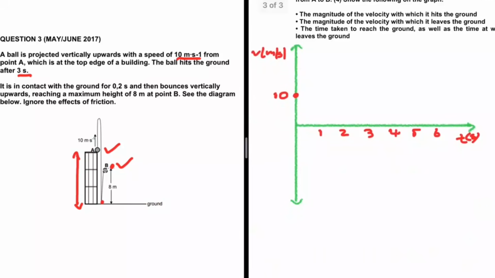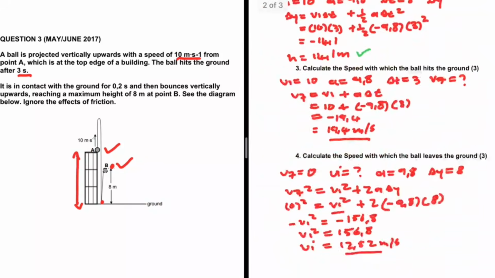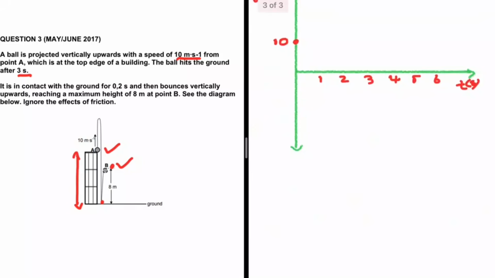Okay, so let's go ahead and have that. As it hits the ground, the velocity is minus 19.4. So if 10 is somewhere here, then minus 19 should be somewhere here, right? So in 3 seconds, this is what we have. Our object is striking the ground. So let me just go ahead and join those 2 dots for the sake of clarity.